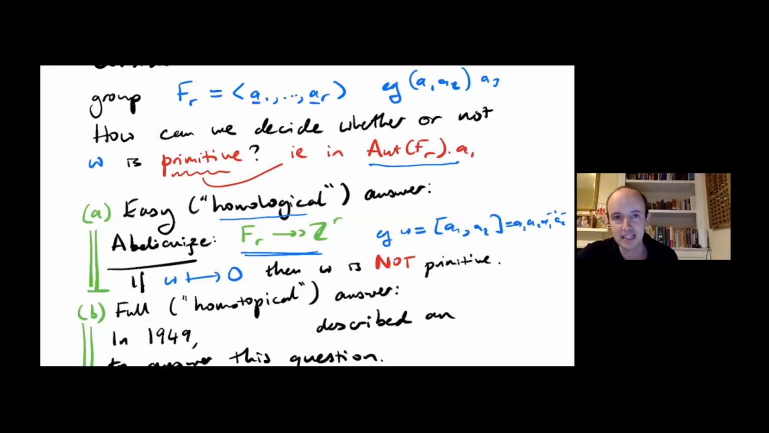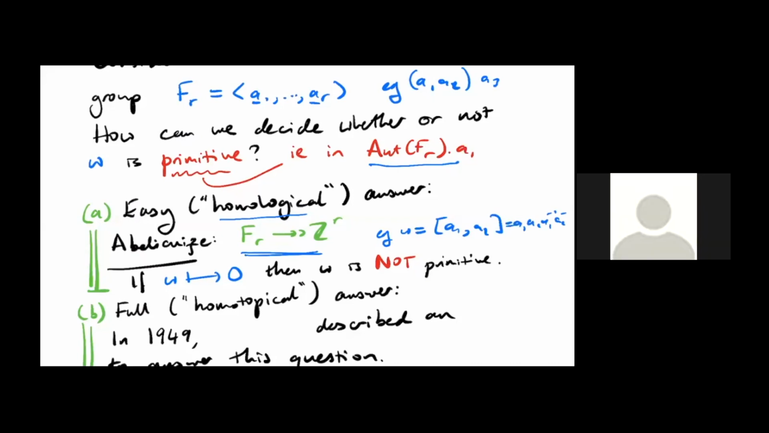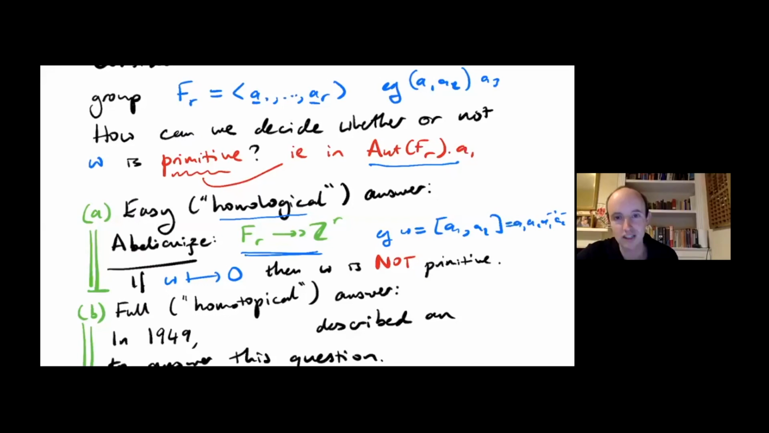So that's an easy answer when it works, but frequently it doesn't work. Right? There are lots of primitive elements that aren't 0 in the abelianization. So this answer doesn't always work.